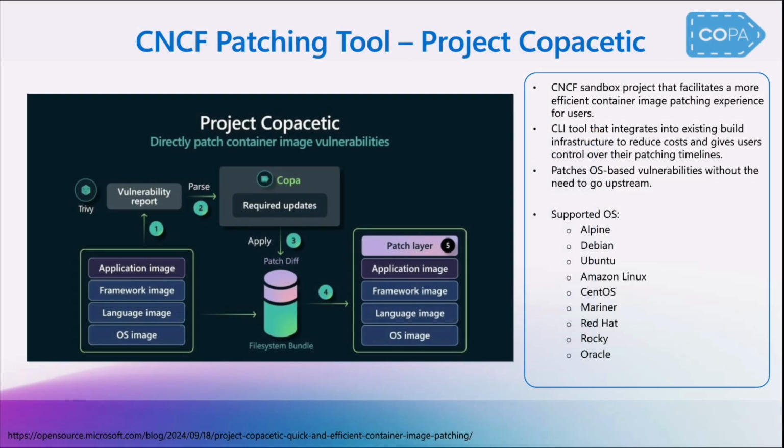So, in order to deal with these problems, we have a great open source tool called Copacetic, which is currently in CNCF. It patches OS-based vulnerabilities. How it works is that it essentially takes all the packages within an image, updates them, and puts a new patch layer on top. This removes the need to go upstream for a full image rebuild and allows anyone to patch an image when a vulnerability is found. On the slide here, you can see all of the supported operating systems.